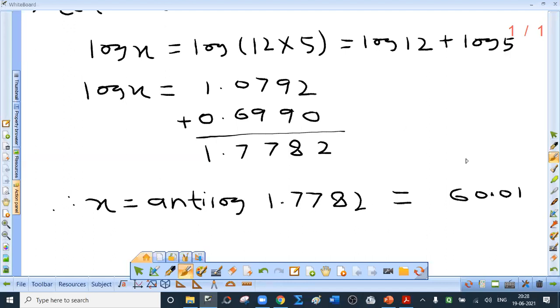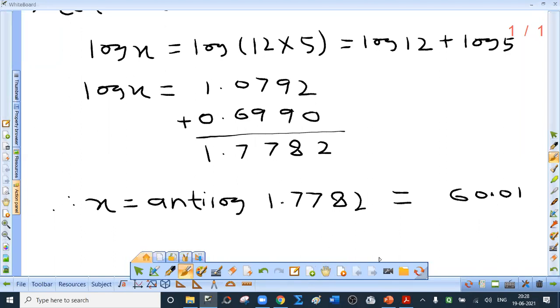Now you will laugh. Sir, 12 into 5 is 60 and you are telling us that it is 60.01. That is why we get approximate value if we use log tables. But that is, see, that is very good approximation. It is almost 60. Is that clear? So this is how we find anti-log.